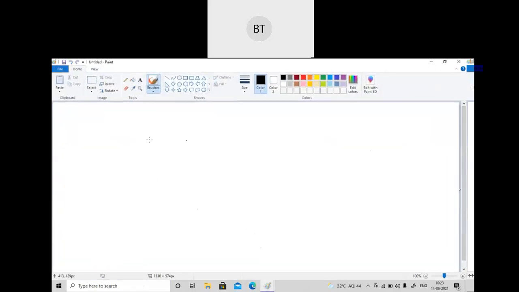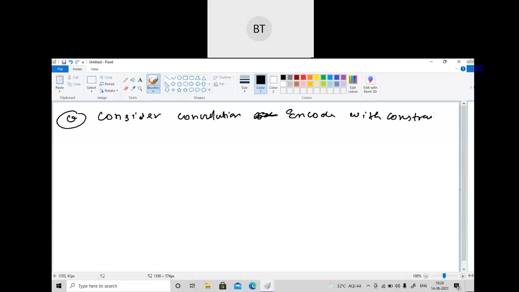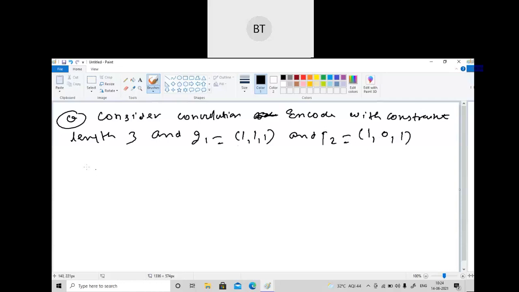So let's see how to proceed with that method. So the problem is like this. It was given like this: consider a convolution encoder with constraint length L equal to 3, and G1 is given as 1, 1, 1, and G2 is given as 1, 0, 1. The message signal is given as 1, 0, 0, 1, 1.